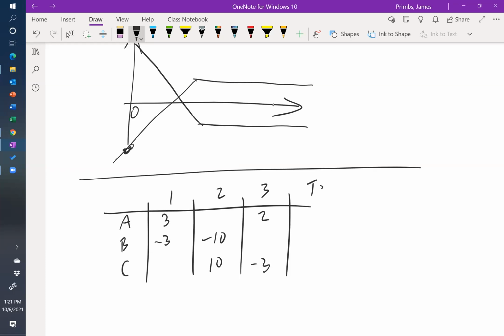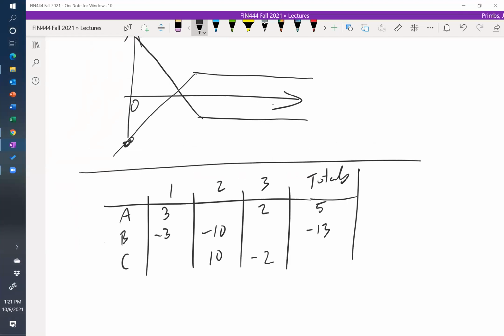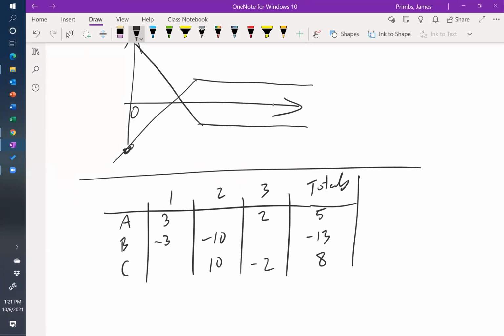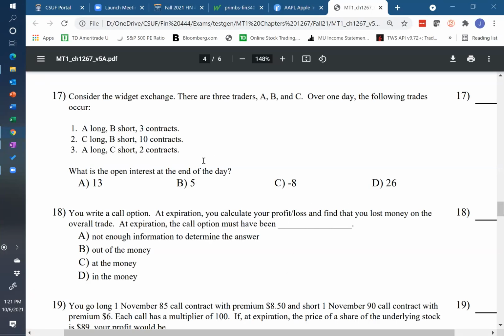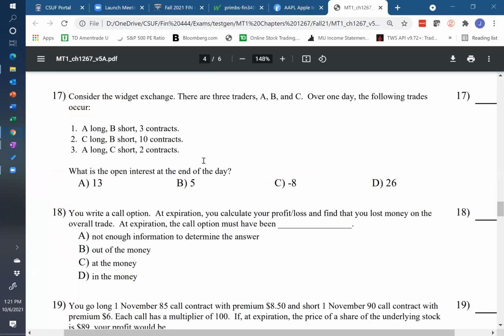And so then we can get their totals, what they have at the end of the day. So A ends up 5 long, B ends up 13 short, C ends up, what did I do wrong here? This has to be a 2. Yep. And so this is 8. And so the question is, what is the open interest? So what's the open interest at the end of the day? Does everybody remember what the open interest represents? Number of open contracts. How many open contracts are there? 13. 13 total. So that's A.